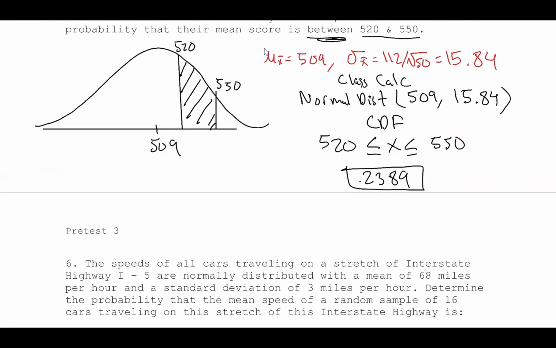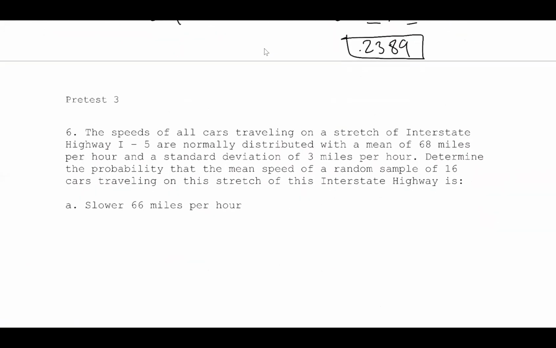So let's go on to number 7. Sorry, number 6. It says the speed of all cars traveling on a stretch of interstate highway I-5 are normally distributed with a mean of 68 miles per hour and a standard deviation of 3 miles per hour. Determine the probability that the mean speed of a random sample of 16 cars traveling on this stretch of highway is, and then we have to find that.